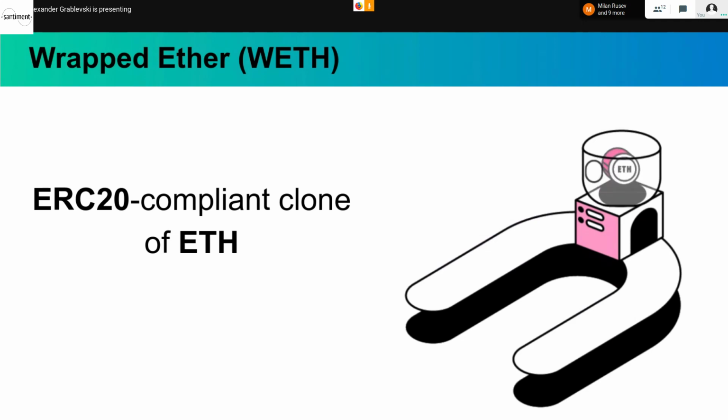That allows you, for example, to trade ETH for other ERC20 tokens on decentralized platforms, and you can't do that with ETH itself, but with its clone, roped ETH, you can do it easily. You can exchange your ETH coins to roped ETH at any point. So that's quite an important thing to understand.